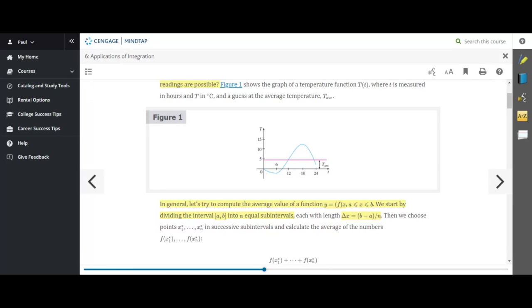And you can see visually, if you have this daily temperature function, it's a continuous blue function there. And using your intuition, you would estimate the average temperature would be about 4.9 degrees Celsius based on the data from that function. Okay, so the question is, can we come up with an integral that will give us this average temperature? And the answer is yes.